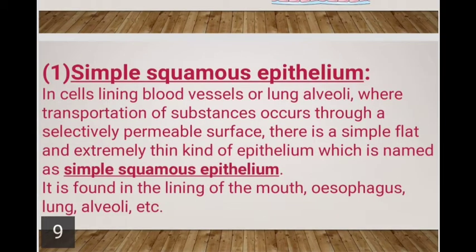Simple squamous epithelium. In cells lining blood vessels or lung alveoli where transportation of substances occurs through a selectively permeable surface, there is a simple, flat and extremely thin kind of epithelium which is named as simple squamous epithelium. It is found in the lining of mouth, esophagus, lung, alveoli, etc.